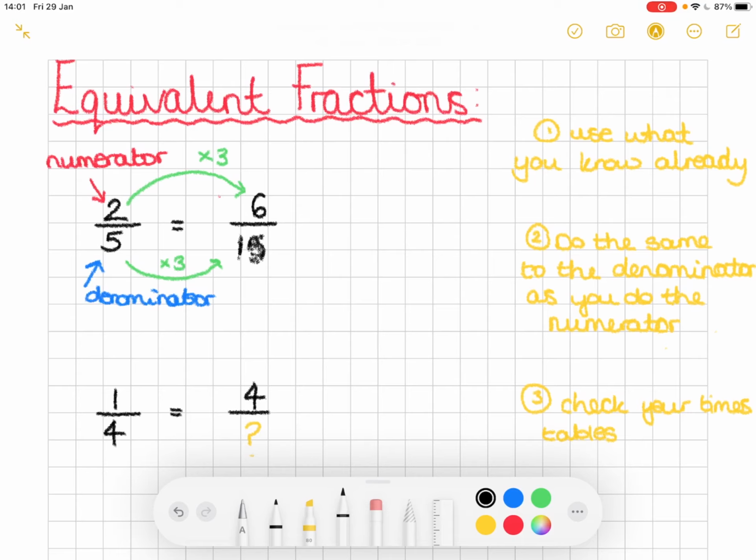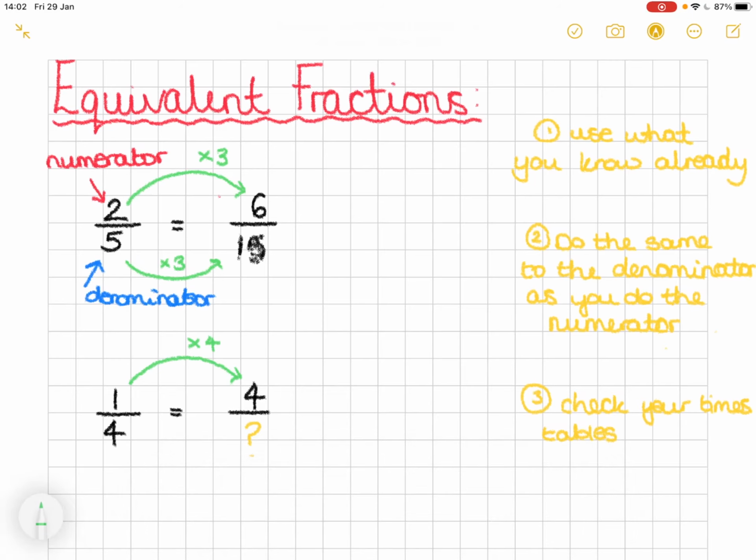So we'll have another go. So we know that 1/4 is equivalent to 4 over something. So now we're going to find out what the relationship between 1 and 4 is. So what do you need to multiply 1 by to get 4? We know that 1 times 4 is 4. Moving on to step 2, do the same to the denominator as you do the numerator. So we multiplied the numerator by 4. That means we're going to multiply the denominator by 4.